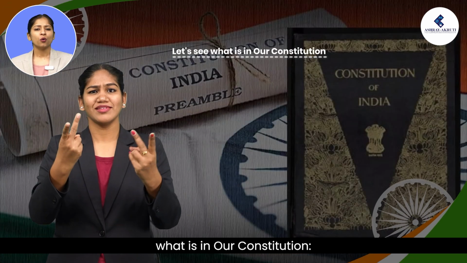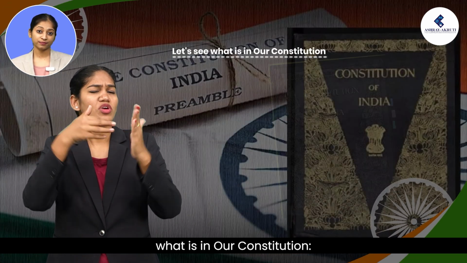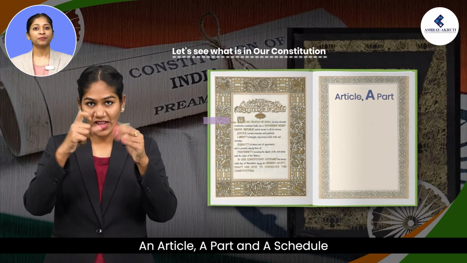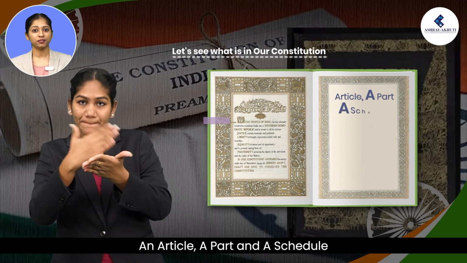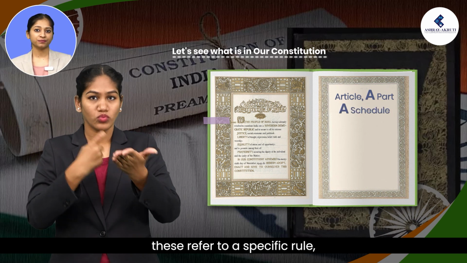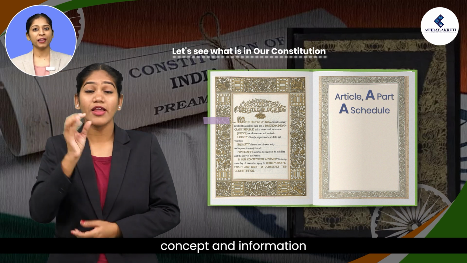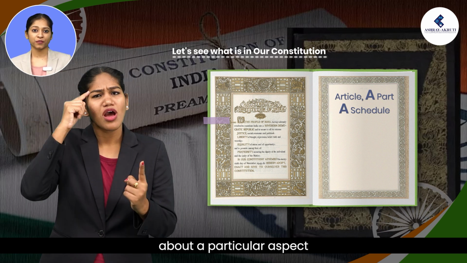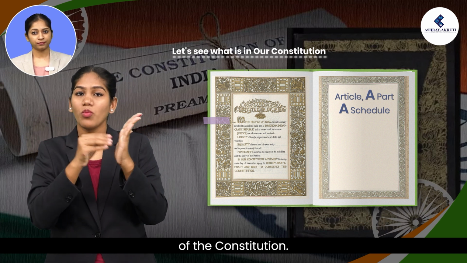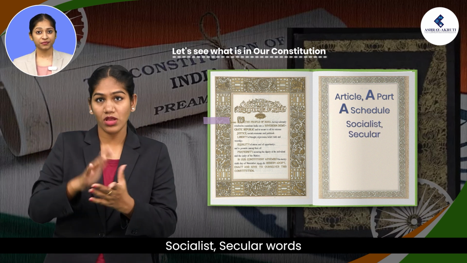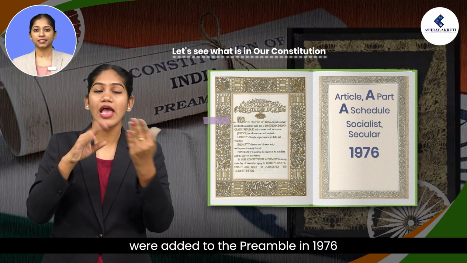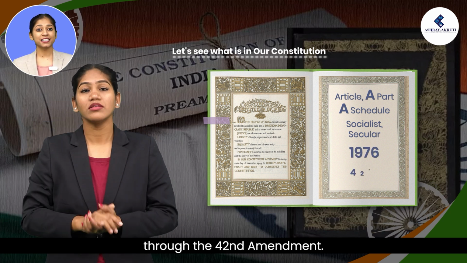Let's see what is in our Constitution. An article, a part, and a schedule. These refer to a specific rule, concept, and information about a particular aspect of the Constitution. Socialist and secular words were added to the preamble in 1976 through the 42nd Amendment.